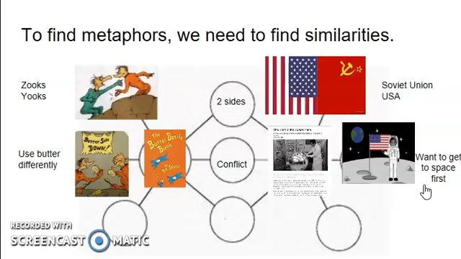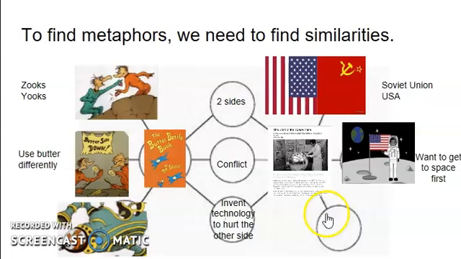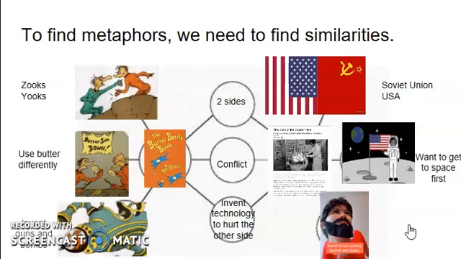But obviously, someone has to be first and someone has to be second if you are in a race. The last thing I can think of is that in both texts, they invent technology to hurt the other side. They make machines to hurt the other side. So the Zooks and Yooks, what do they make? And the Soviet Union and USA, what do they make? The Zooks and Yooks make guns and bombs. And in our text, the space race, the Soviet Union and USA, they make Sputnik and satellites to go into space and try to spy on the other one and to try and get to space first.